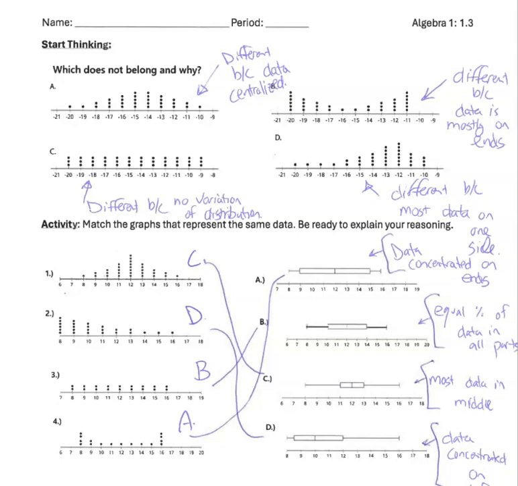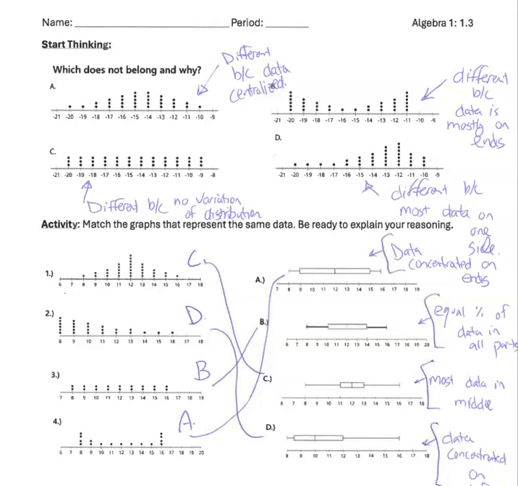All right, we are continuing our study of statistics. 1.1 was just talking about what statistical questions are, looking at numerical versus categorical. Then the next lesson was about how if you collect your data, it's really important that you know how to organize it in a way that you actually can interpret it and make some conclusions about it. And now what we're looking at is just the graphs and some different types of names with how the data is distributed. So the start thinking part here says which of the following does not belong.